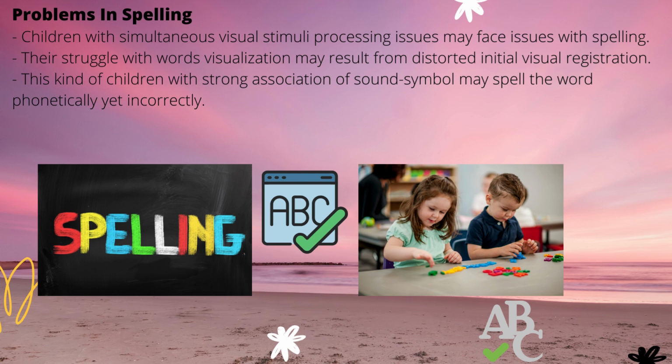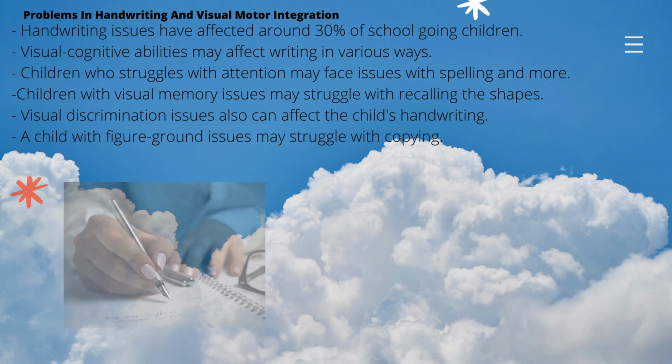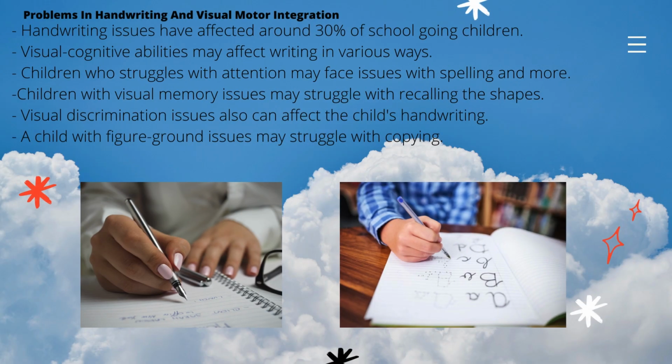Now coming to the problems in spelling. Children with problems processing simultaneous visual stimuli may face spelling issues. Their struggle with word visualization may also result from distorted initial visual registration. Children with a strong association of sound and symbol may spell the word phonetically yet incorrectly. For example, light is supposed to be spelled L-I-G-H-T, but they instead spell it L-I-T-E.